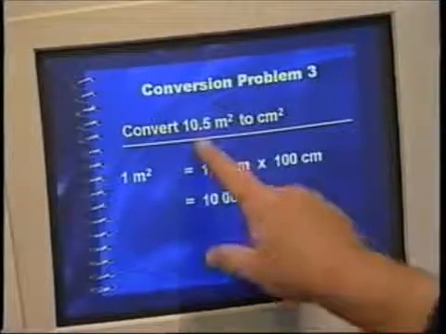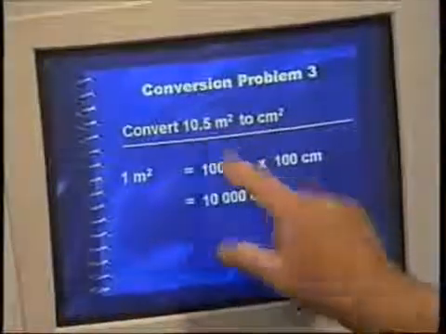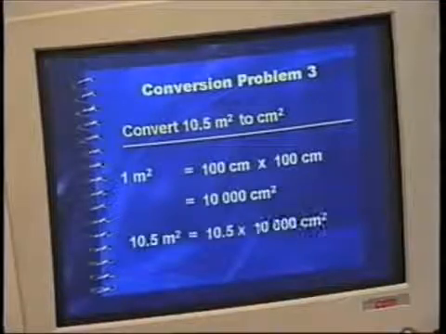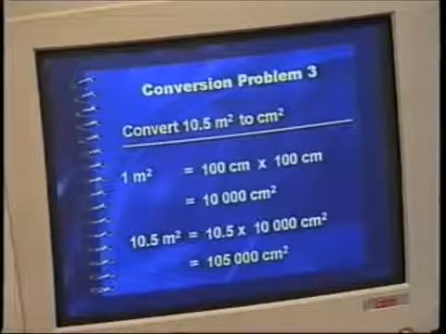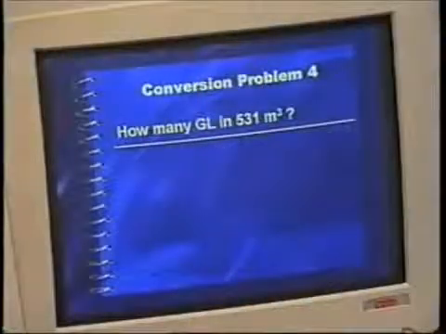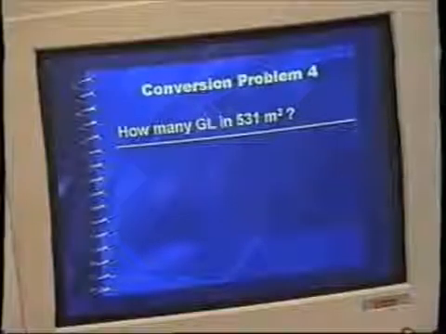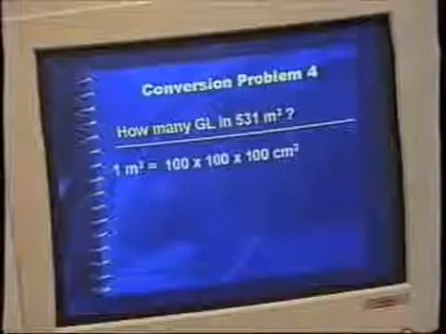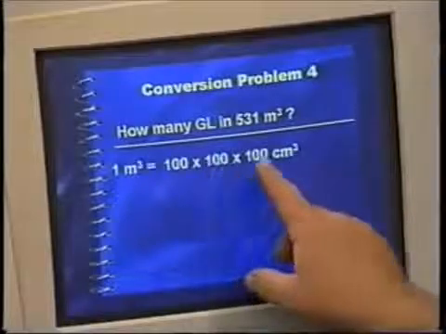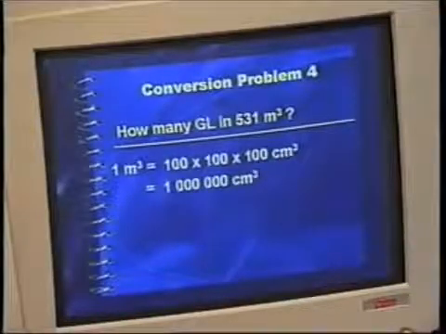And then finally we want to have 10.5 square meters, so that number there has to be multiplied by the 10.5 to obtain in the end 105,000 squared centimeters. And that's the way it works in problem 4. We've got in problem 4 how many gigaliters in 531 cubic meters. Now a cubic meter is actually 100 times 100 times 100 cubic centimeters, and that makes it 1,000,000 cubic centimeters.